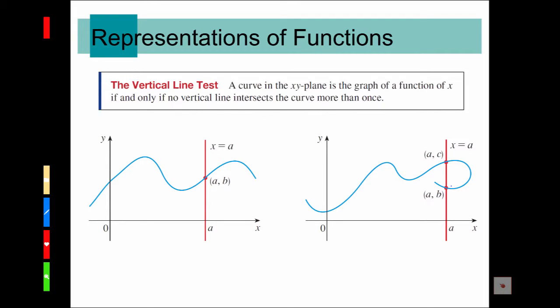The vertical line test allows us to determine from a graph whether or not the graph is a graph of a function. Now recall that a function takes an input value and it returns exactly one output value. And so we can use this fact to determine whether or not a graph is actually a graph of a function.